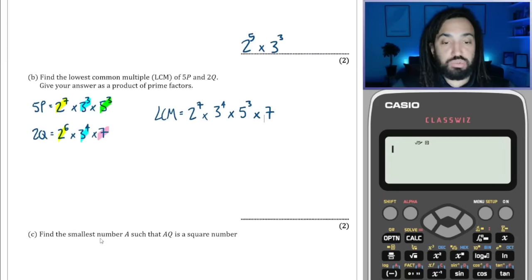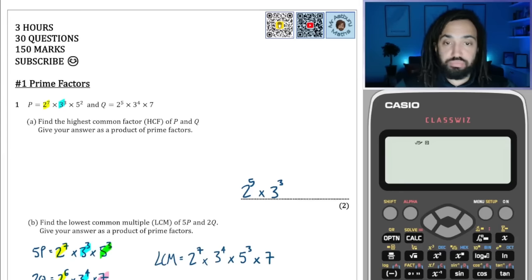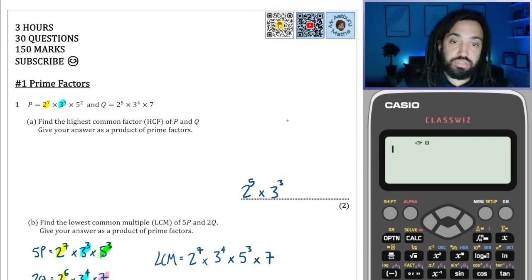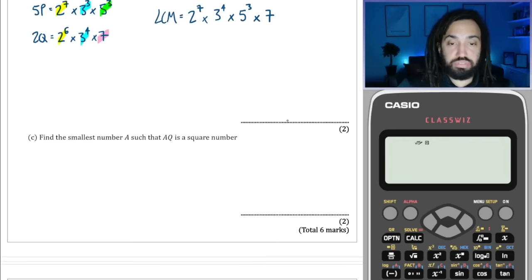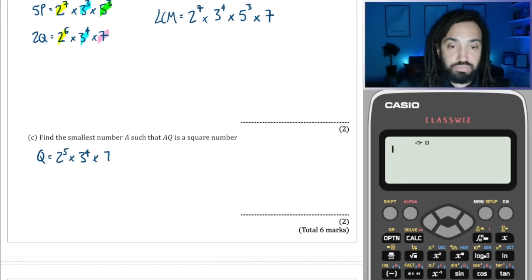Okay, it says find the smallest number a such that AQ is a square number. Okay, so let's have a look at Q. Right, Q is this, so it's 2 to the 5 times 3 to the 4 times 7. So let's just write it here. Q is equal to 2 to the 5 times 3 to the 4 times 7.